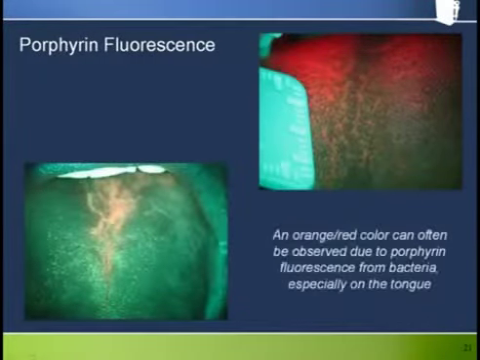Here we see two examples of the orange-red color from the porphyrin fluorescence generated by bacteria. The tongue is the area in the mouth which is most commonly observed, and it's quite common for bacteria to get trapped amongst the carpet of filiform papilla, or in the fissures that can sometimes develop, as can be seen in the lower photograph.